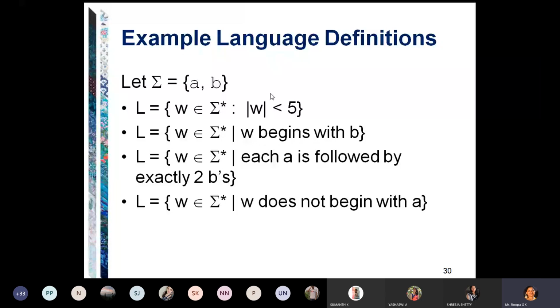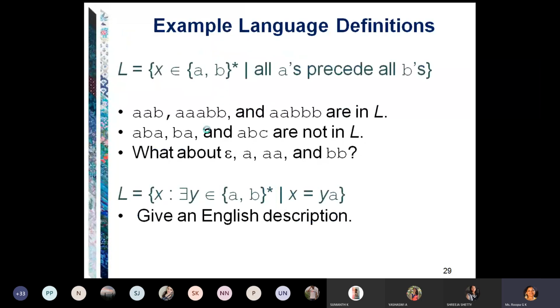What about this one? Two parallel lines, W is written with two parallel lines. Length of W is less than 5. Then this one is our English description. W begins with B. This one we can convert the other way, isn't it? There exists Y belongs to {A, B} star, like this. Exactly, you can write like this.